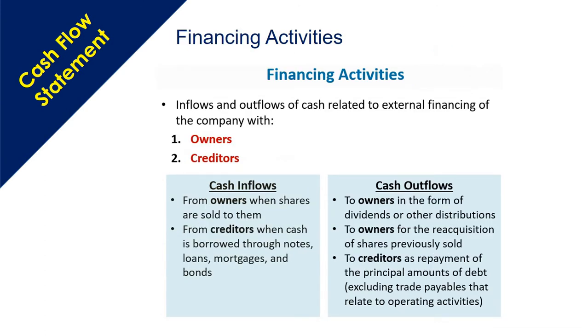And the financing activities are inflows and outflows of cash related to external financing of the company with owners or creditors. From owners, cash comes in when shares are sold to them, and from creditors when cash is borrowed through notes, loans, mortgages and bonds. Cash outflows go to the owners as dividends or distributions, and to the creditors when we are repaying the loans.